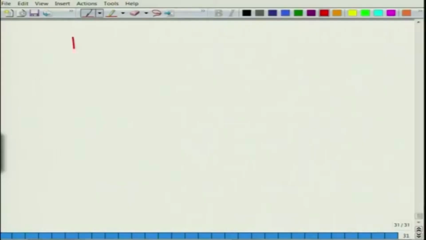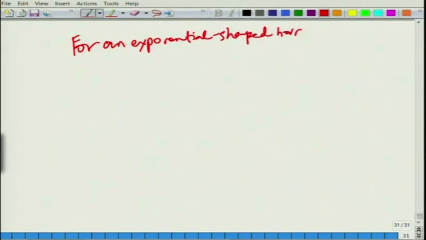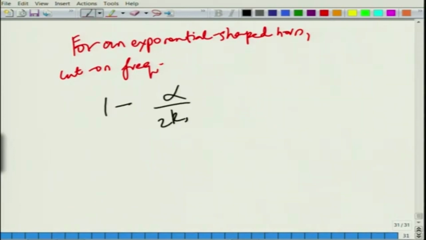So, for an exponential duct, for an exponential shaped horn, the cut on frequency condition is 1 minus alpha squared over 4 k naught squared should be greater than or equal to 0. If it is less, then it is evanescent.